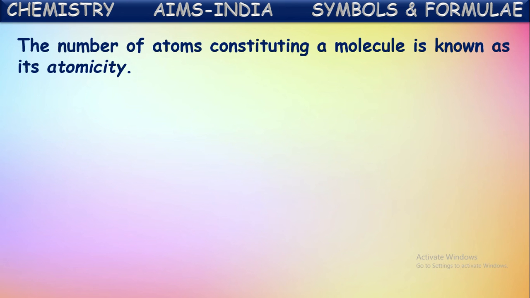Now we can define this here as the number of atoms constituting a molecule is known as its atomicity. The number of atoms present in one molecule of an element is called its atomicity. Okay.